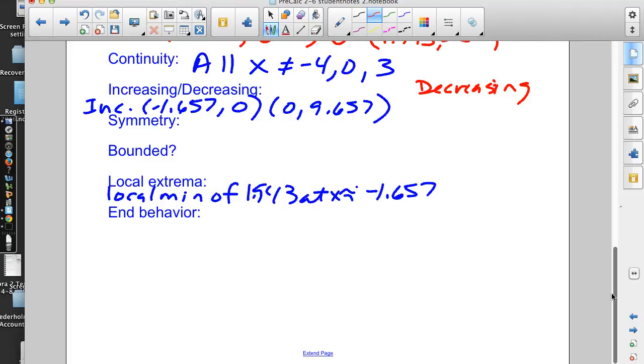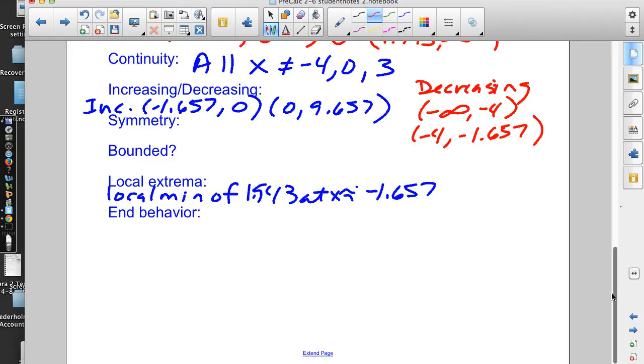Well, that one's a little bit easier for the first piece. Negative infinity to our -4. So that one's kind of nice. And then we have -4 down to the bottom there again, which would be -4 to -1.657. But you did one more decreasing spot.